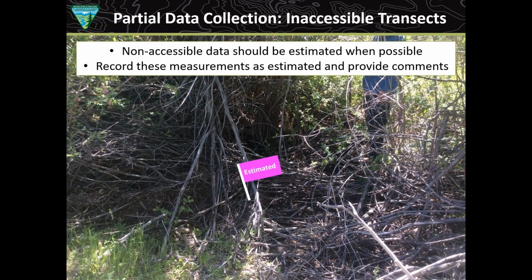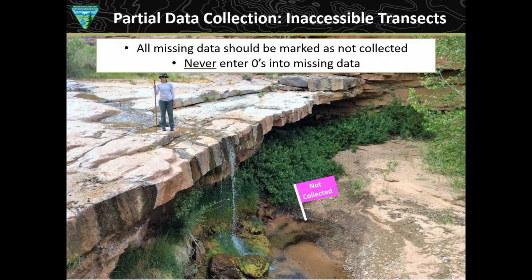If this is the case, inaccessible data should be estimated if possible and flagged as estimated when being recorded. All data that is missing should be noted as not collected and left blank. 0 should never be filled in as missing data. Consult page 92 in your protocol on how to collect data on reaches with inaccessible transects.